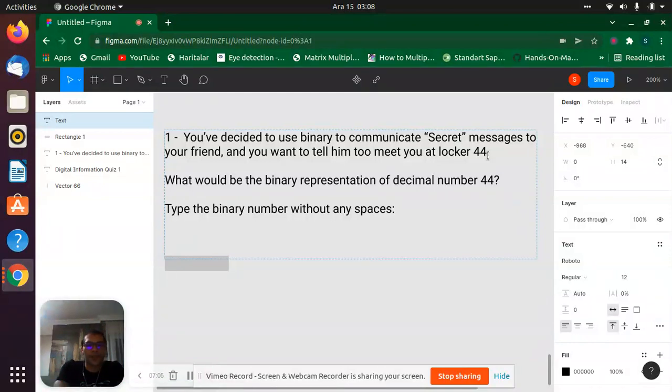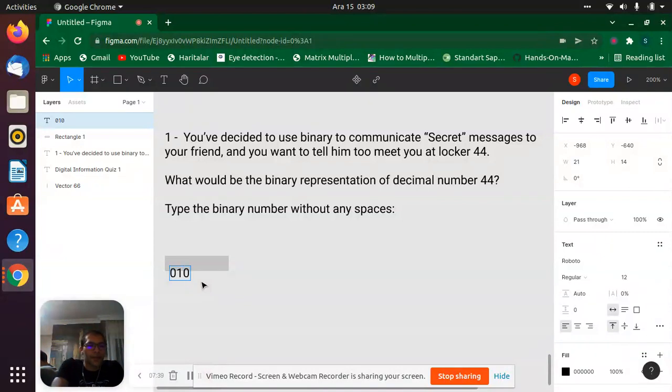This is less than 64, so we have to put 0. Then our number is greater than 32, so we put 1, like 32. And then we don't need 16, because 32 plus 16 will make 48. We are not looking for 48, we are looking for 44, so we have to put 0.